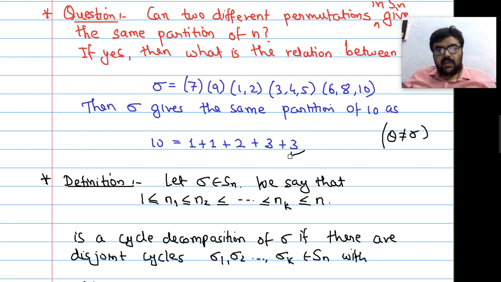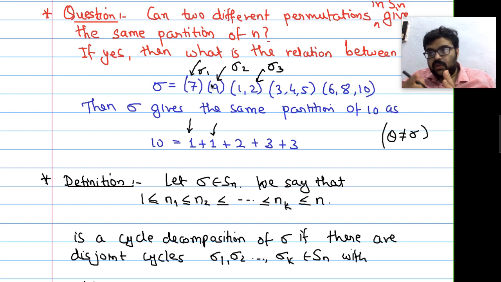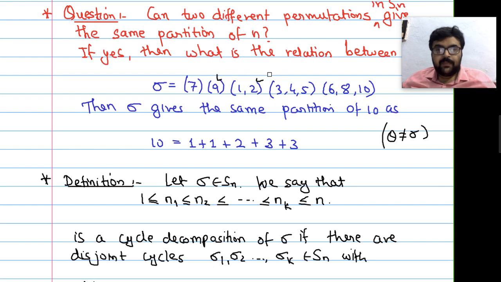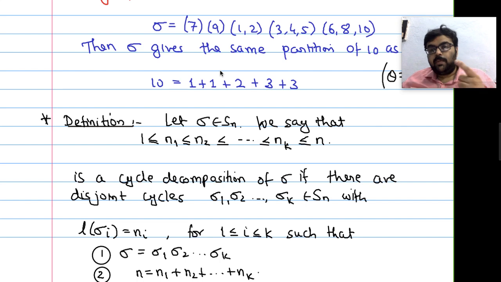So the partition is, because sigma can be written as one cycle, this is sigma 1. What is the length of sigma 1? It is 1. This is sigma 2. What is the length of sigma 2? This is 1. This is sigma 3. Sigma can be written as a product of sigma 1, sigma 2, sigma 3, sigma 4, sigma 5, and the lengths of all these are 1 plus 1 plus 2 plus 3 plus 3. So their sum is 10. So that is the cycle decomposition of sigma. The cycle decomposition of any permutation gives rise to a partition.